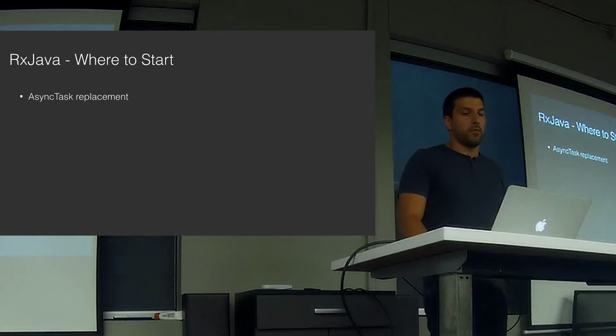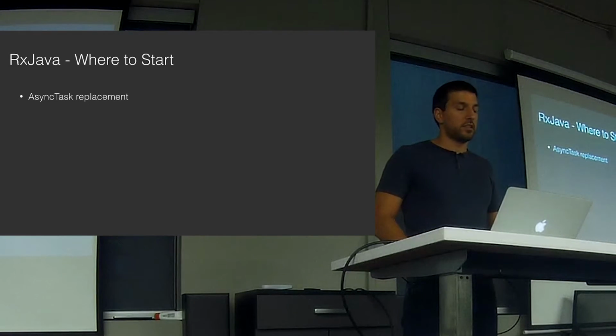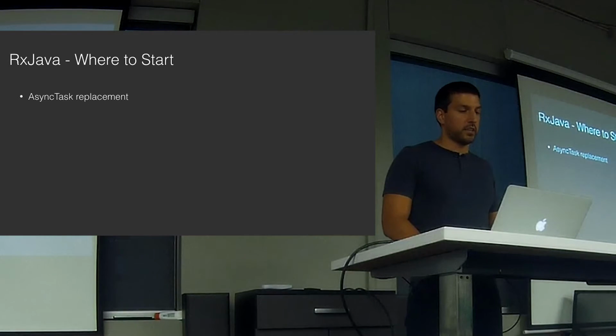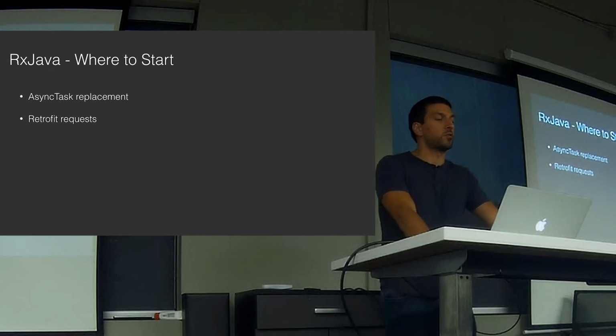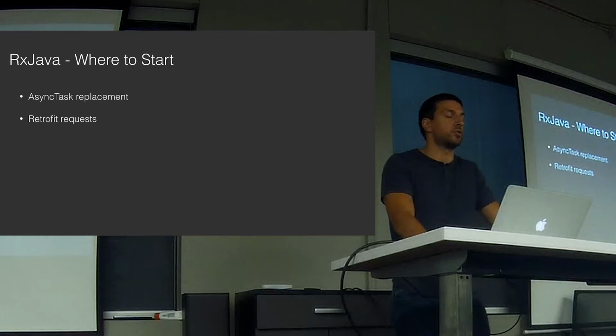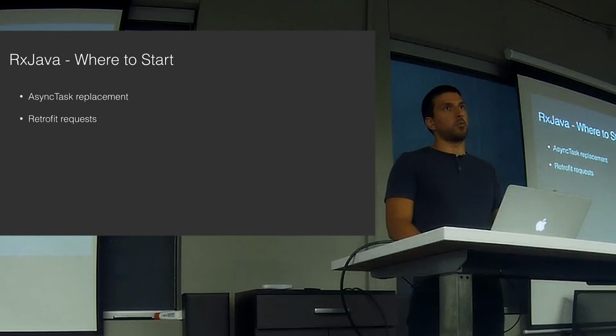If you're like me, listening to somebody talk about it or even reading probably doesn't do a whole lot until you start using it. So the best place to start, in my opinion, is AsyncTask replacements. Retrofit requests are another easy one. Like I said, you just have to provide a call adapter factory, which Square provides as another Gradle dependency, to your Retrofit instance, and in your interfaces, just have it return an observable instead of a Call of whatever response, and you can use it as an observable.